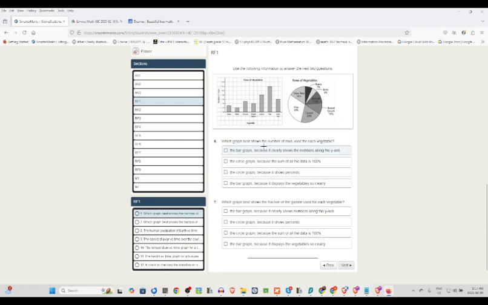Which bar graph best shows the number of rows used for each vegetable? If you want a raw number, you want a bar graph. So it clearly shows the numbers on the y-axis, not because it shows the vegetables so clearly, right? Those words are there. If you want to use the fraction in the garden, that's what pie charts are for. They're effective at proportions and only proportions. So we want the circle graph because it shows the percentages of the fractions, not because they add up to 100%.